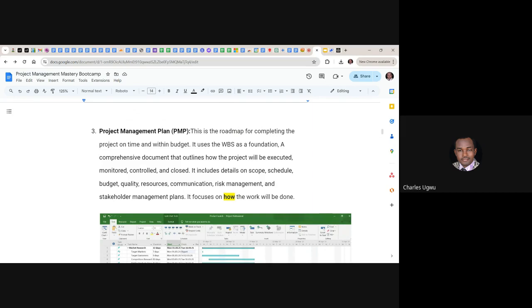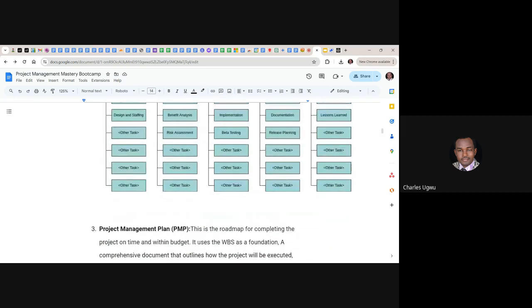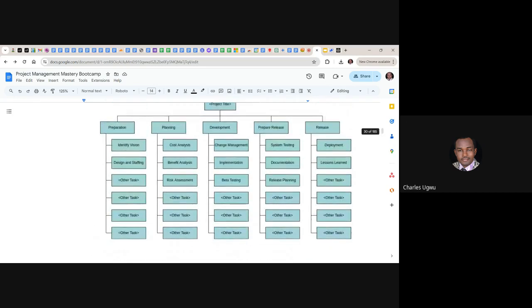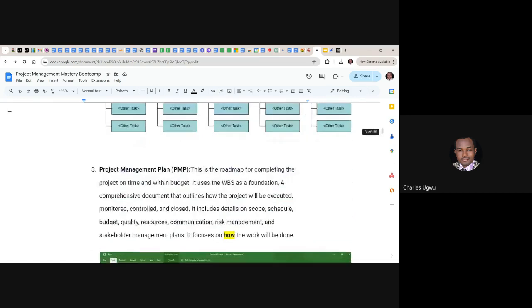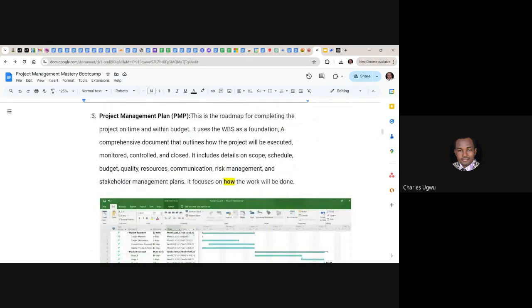Then we'll have to do intensive planning. So this is the roadmap for completing the project on time and on budget. So at this time, you start putting time and budget in the breakdown structure. And that is why we say we'll now start bringing in time and budget. But at this stage, there is no time in any of this. It's still just an ordinary blueprint. So now we are bringing time and budget.